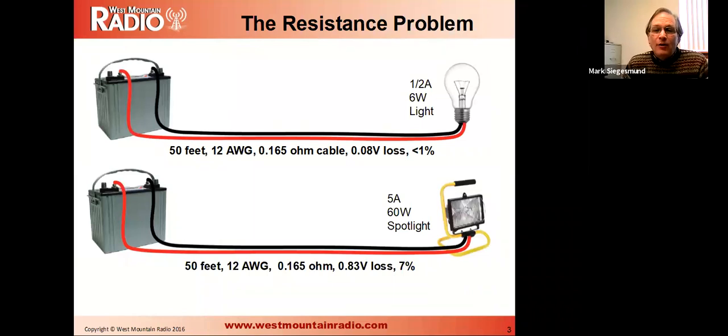And I know everybody here knows about Ohm's law, but I want to just have a demonstration here to illustrate what some of the big problems are. Sometimes seeing the numbers will really bring it home. On the top there, I've got a 12-volt battery connected to a 6-watt light bulb. The loss is about 1% of the energy across that cable. On the bottom, I moved up to a 60-watt spotlight, and the loss increases to 7%. You can imagine what happens when you go to a 100-watt radio or a 1500-watt radio, what that loss is going to look like. So I just want everybody to see the numbers and understand the problems that we're trying to deal with here.